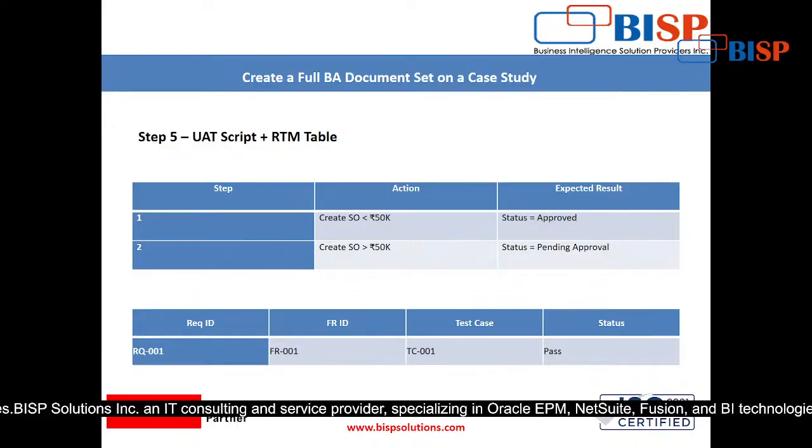So here is the UAT and RTM table. It shows the requirement ID, and related to this, the functional requirement ID. That means what they wanted, what the functioning was that they wanted, what test case you applied for that functional requirement, and what the status is now, whether it's a pass. Yes, now it's a pass. So this is how the complete process takes place.